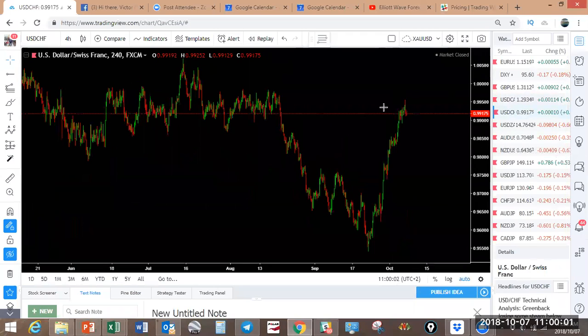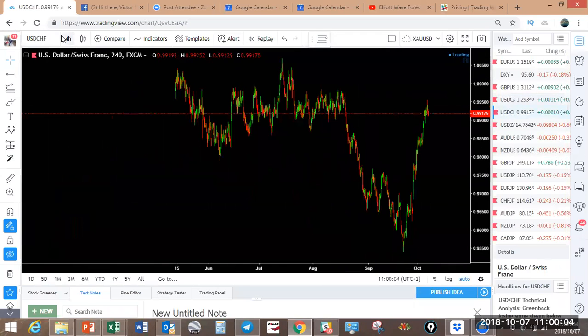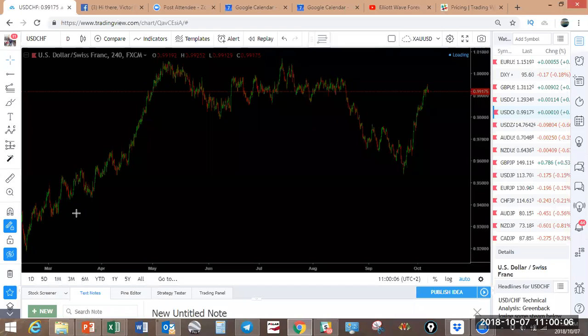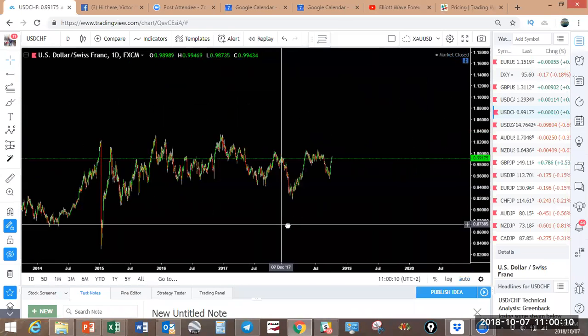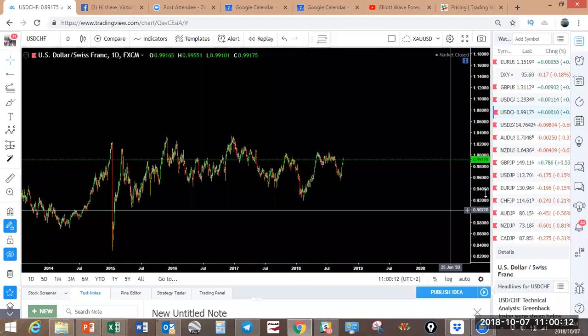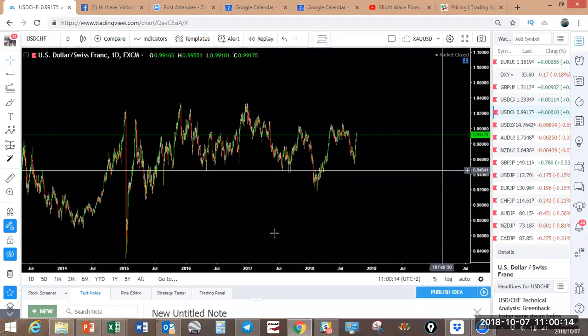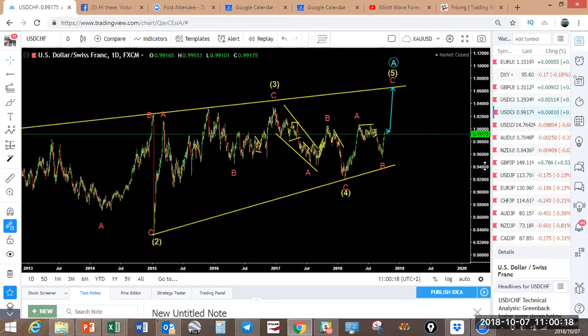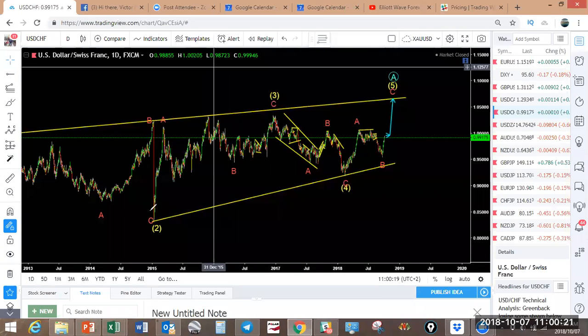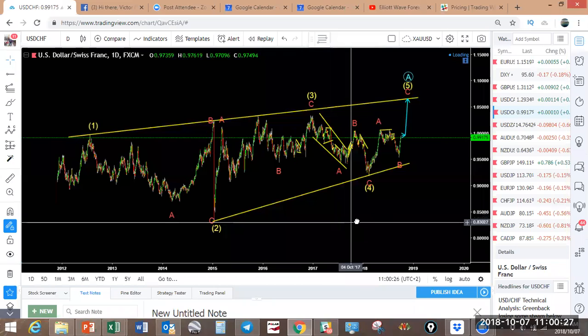If you look at US dollar CHF, we have been looking at this. Let me show you the daily. We have been looking at this daily chart since 2017, and we have looked at something very interesting. Now look, when I bring up the labeling, very interesting. It has been playing out since. We are looking at this as a diagonal, and this diagonal goes something like this. It is incomplete there. Let's see if I can get the whole structure.